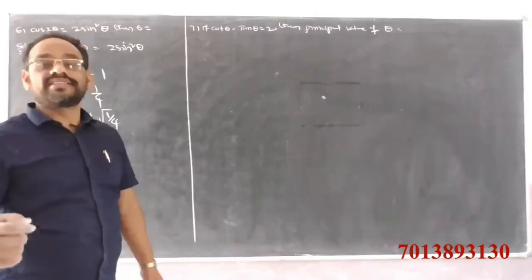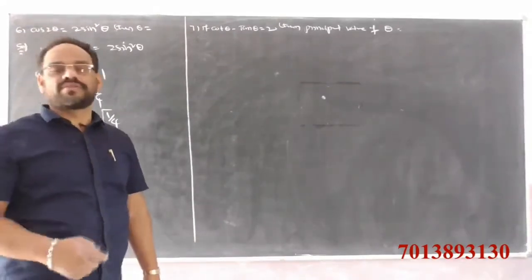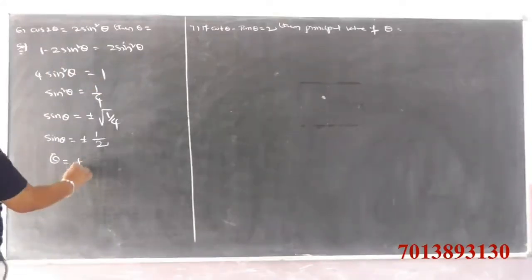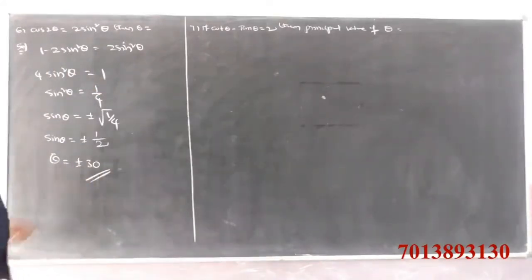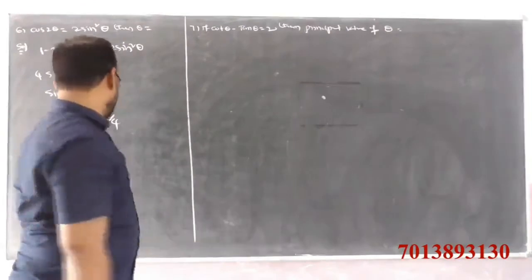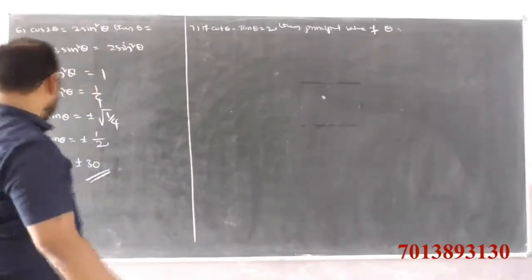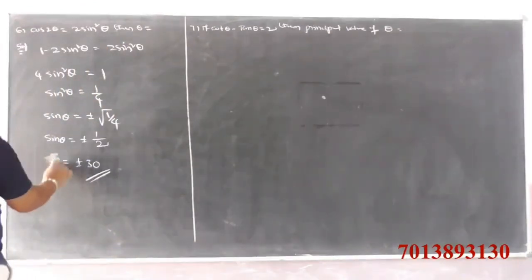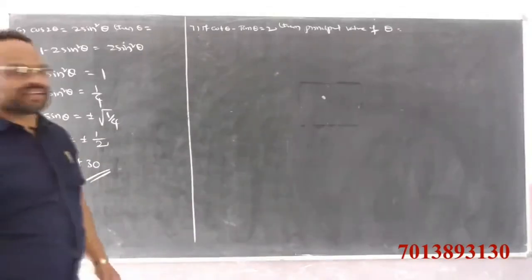That means sine 30 degrees is 1 by 2. So theta is equal to plus or minus 30 degrees. The value of theta is clearly plus or minus 30 degrees. You want the value of theta, that is plus or minus 30 degrees.